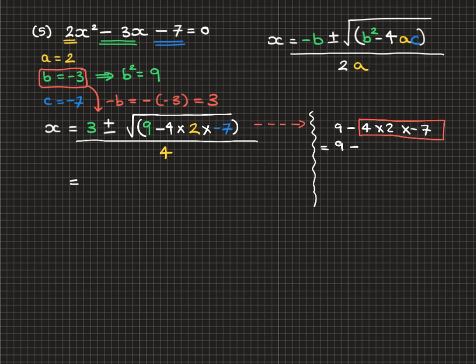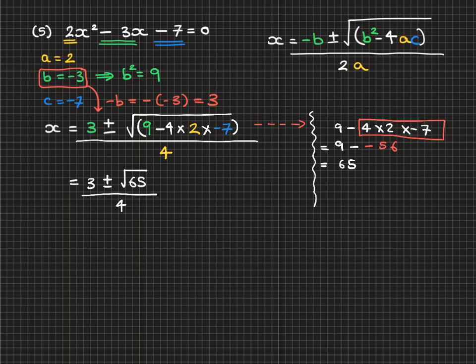So that's 9 take away 4 times 2 is 8. 8 multiplied by negative 7 is negative 56. So it's 9 take away negative 56, which comes to a value of 65. So we have 3 plus or minus root 65, all divided by 4.